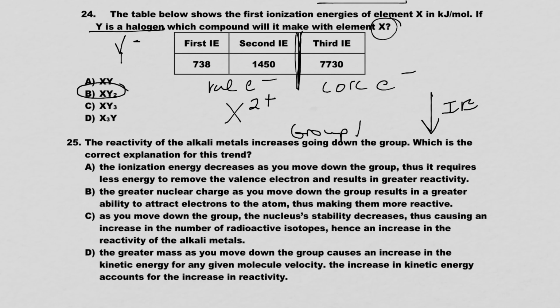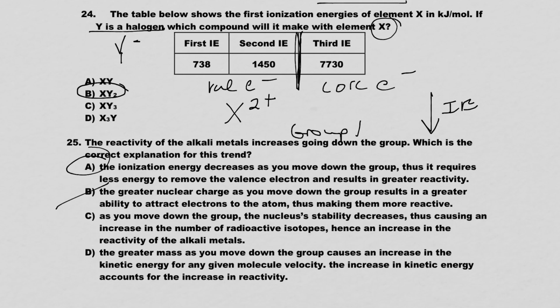That sounds great. Let's make sure and consider all answers. B, the greater nuclear charge as you move down the group results in a greater ability to attract electrons to the atom, thus making them more reactive. There are more protons, but there are more energy levels of electrons, so they're kind of mixing two things together that aren't the reason. C, as you move down the group, the nucleus's stability decreases, thus causing an increase in the number of radioactive isotopes, hence an increase in the reactivity.